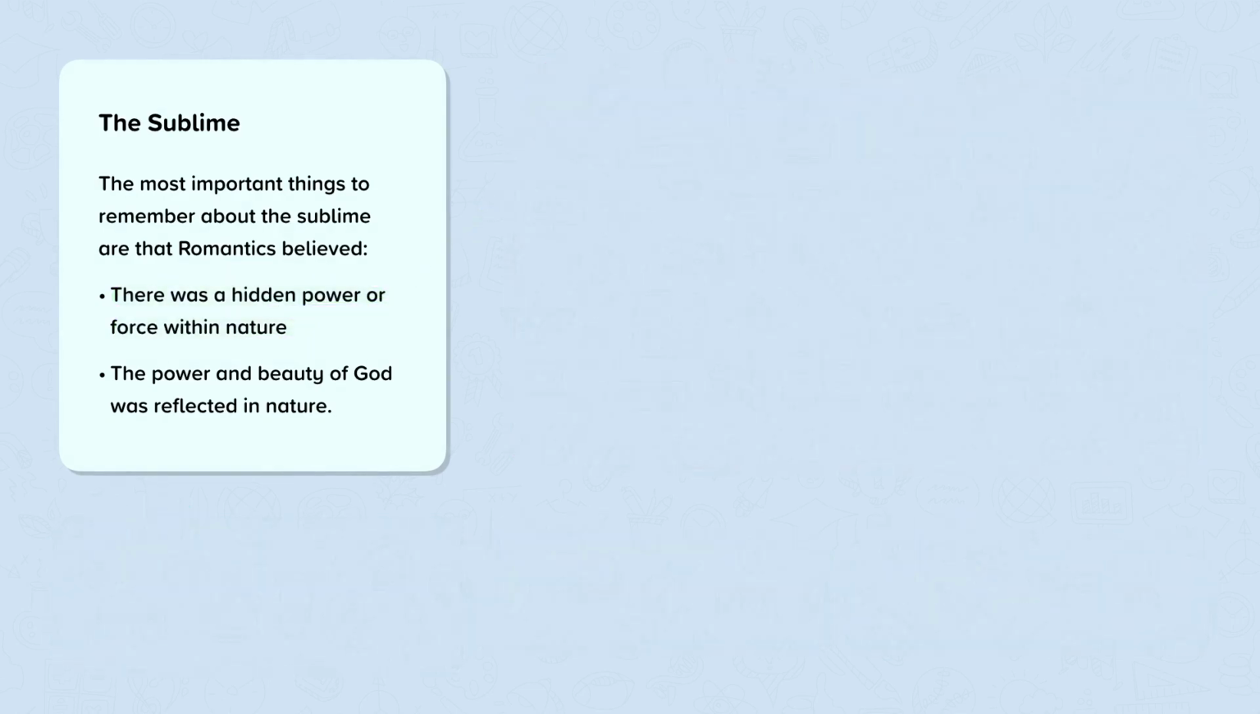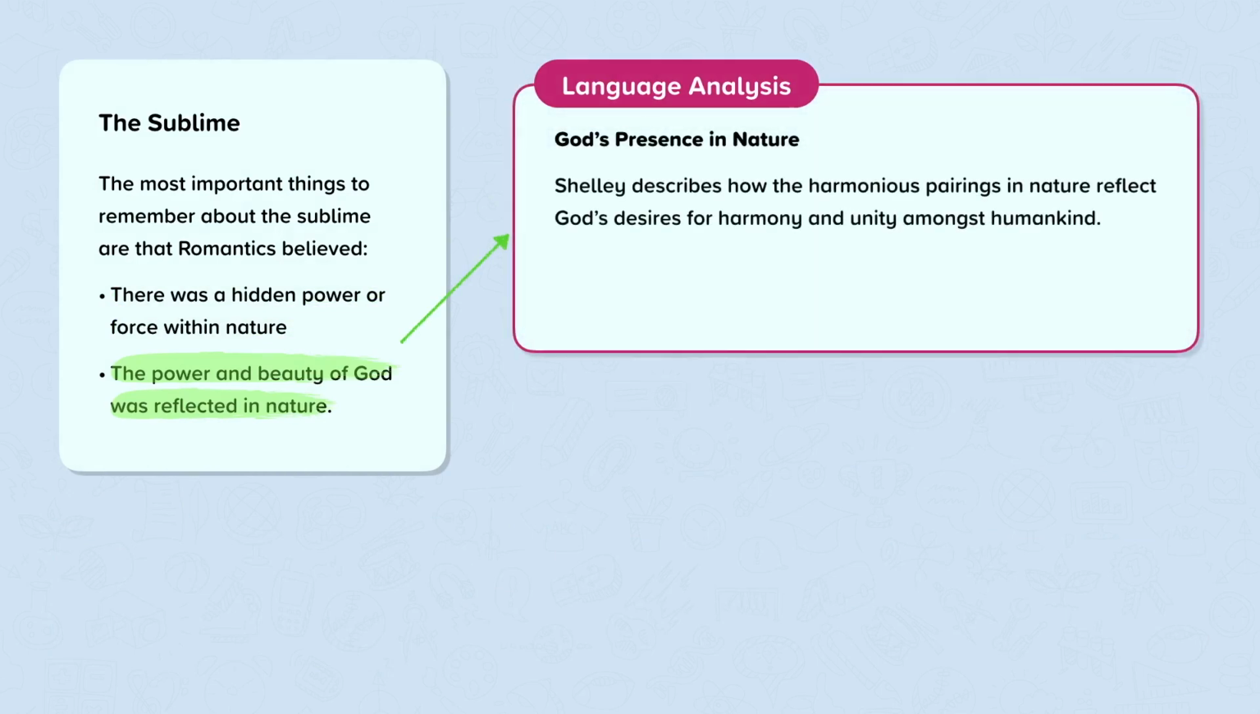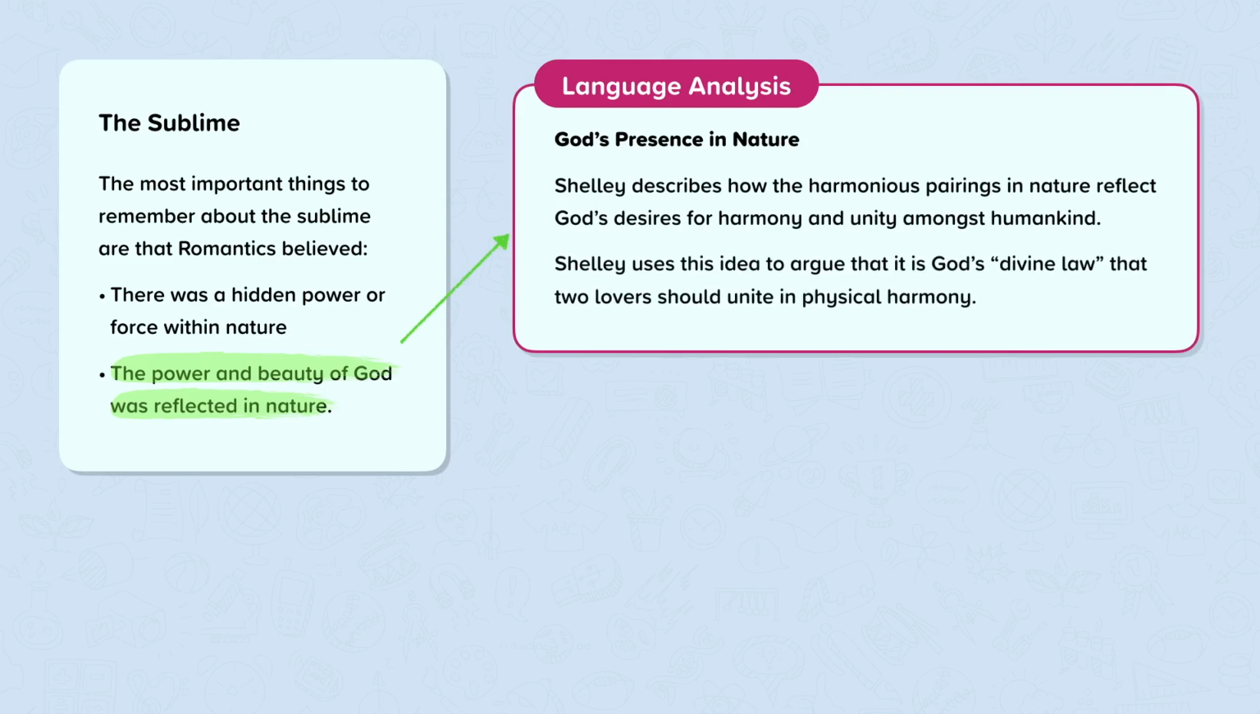Let's link some context about the sublime to the poem using the second point, that the power and beauty of God was reflected in nature. Shelley describes how the harmonious pairings in nature reflect God's desires for harmony and unity between humans. Shelley uses this idea to argue that it is God's divine law that two lovers should unite in physical harmony.